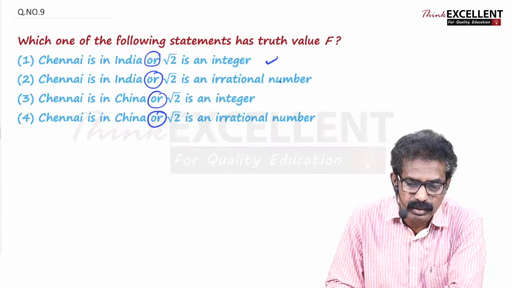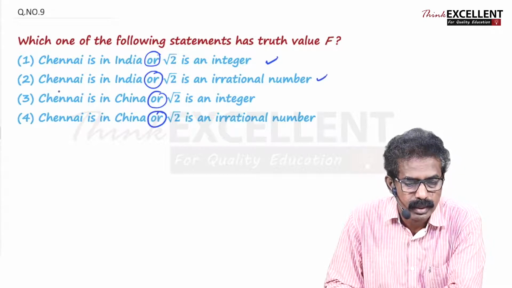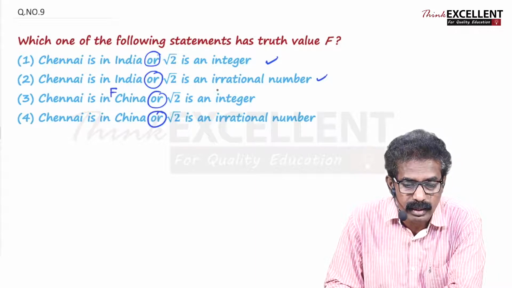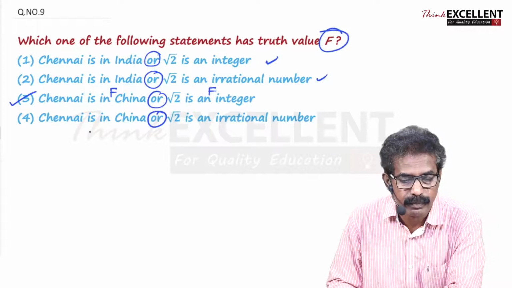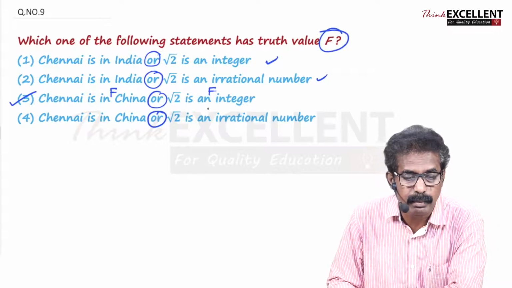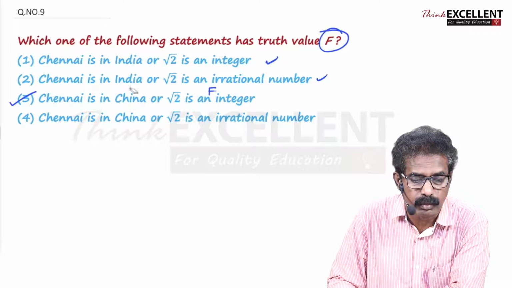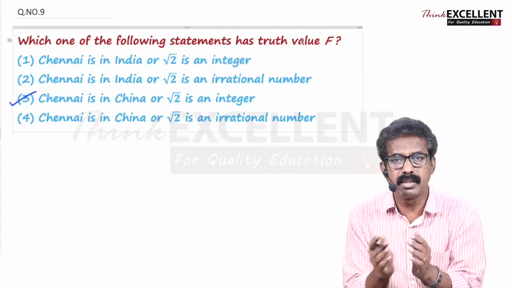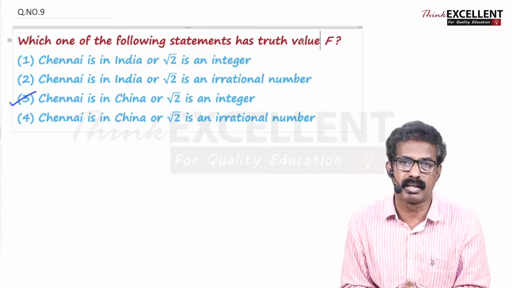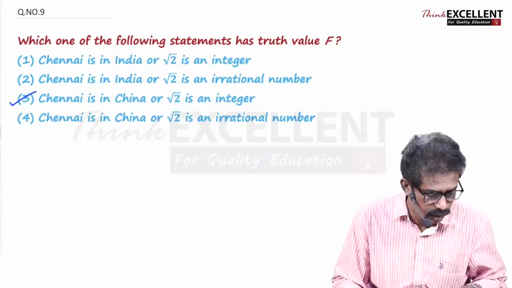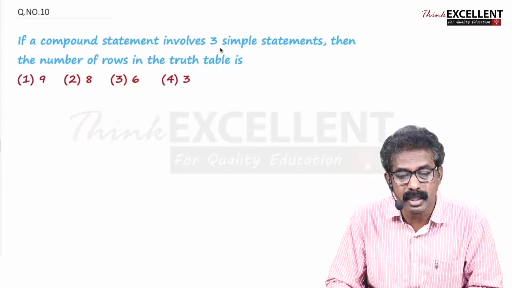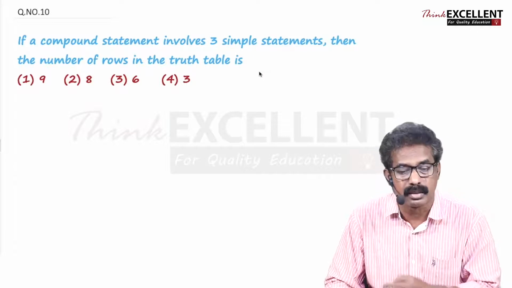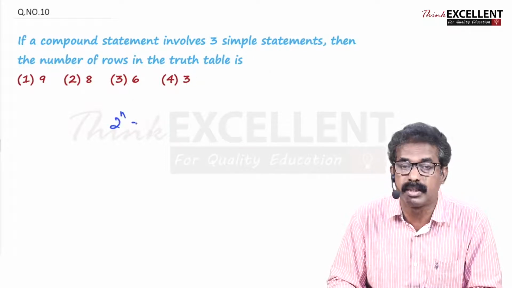Second one, Chennai is in India, it is true. Or only, no? So that is also true. Third one, Chennai is in China, that is false. Root 2 is an integer, that is also false. So that statement has the truth value F. And the last one, root 2 is an irrational number, that is true, right? So you can't take that one. So hope you understood. Or means any one of the values must be true. That's enough. And means both must be true, right? Now let's move on to question number 10. If a compound statement involves three simple statements P, Q, R, something like that, then the number of rows, the formula is 2 raised to n.